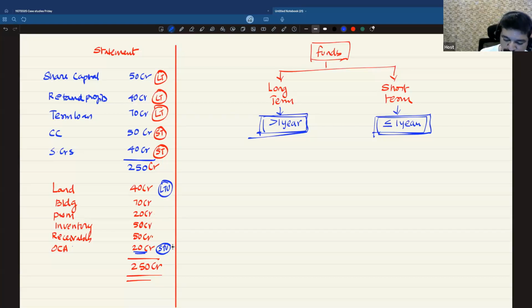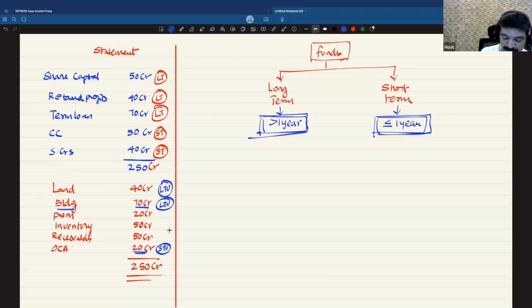Okay, I'm going to invest this money in constructing a building where I will have either a factory or office premises, and I'm going to use it for a longer period of time. Is it a long-term use or short-term use? This is a long-term use.